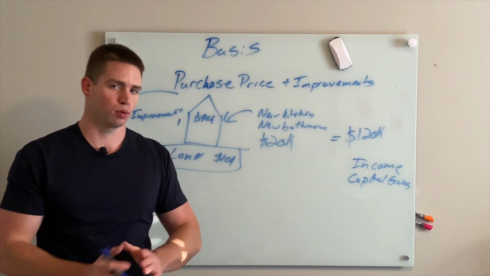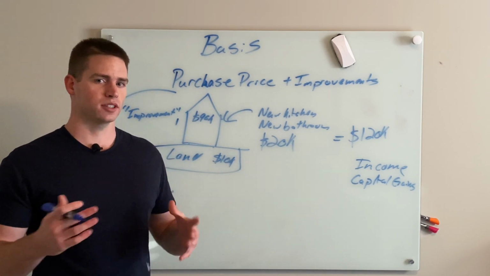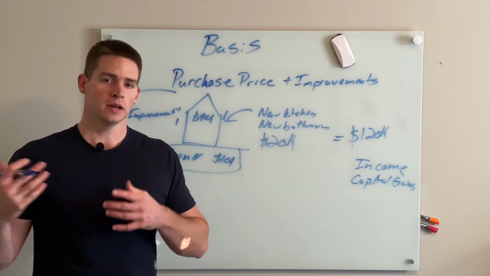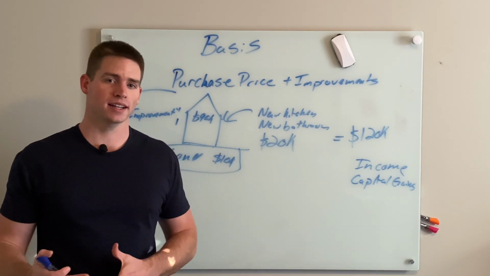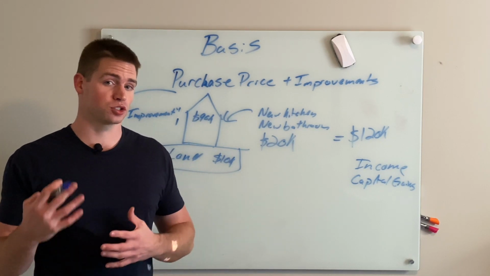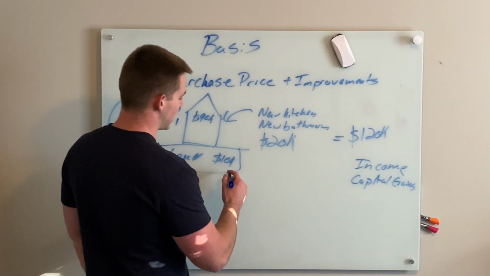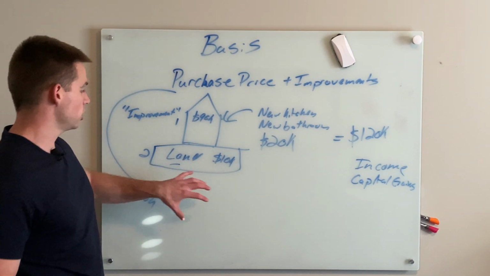Now, here's why this is important. In real estate and in business and in accounting and taxes, we have this thing called depreciation. Okay, I have other videos on how depreciation works, but essentially, depreciation is an expense that we get to take to shield our income from taxes, but it's not actually an expense we incur. Okay, so I'm going to say that again. This is called a ghost expense. We get to write this off to not pay taxes, but we don't actually have to pay anything for this expense. So why this is important is because you cannot depreciate land. You can depreciate improvements, but you cannot depreciate land.